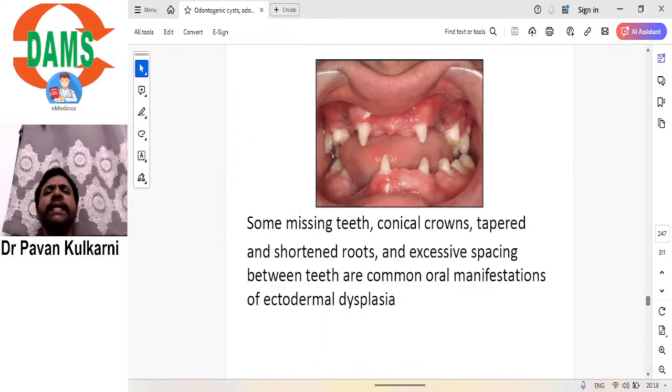And there is a very important dental finding in ectodermal dysplasia. They will have peg-shaped conical teeth. First of all, the number of teeth will be very less here. You will see oligodontia or anodontia in these patients. Whichever teeth are there will be small and conical in shape. They are called peg-shaped teeth.